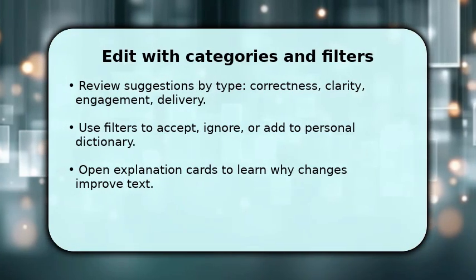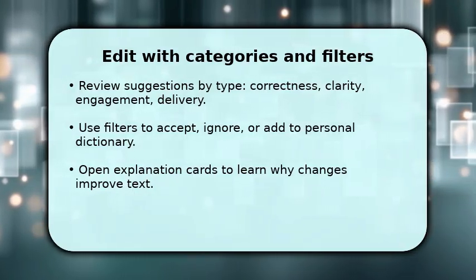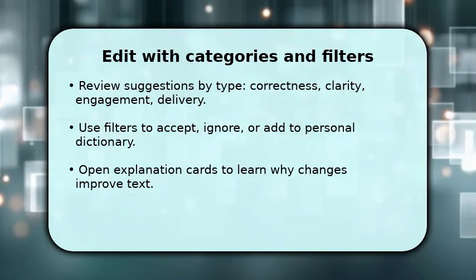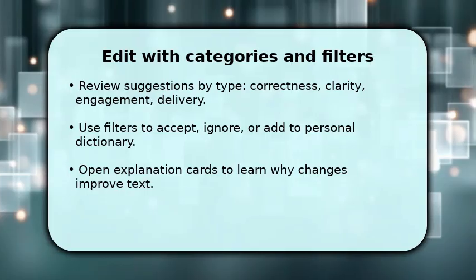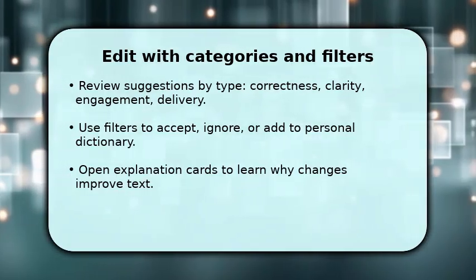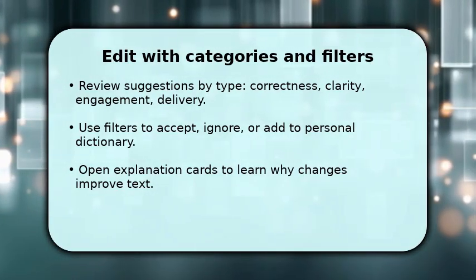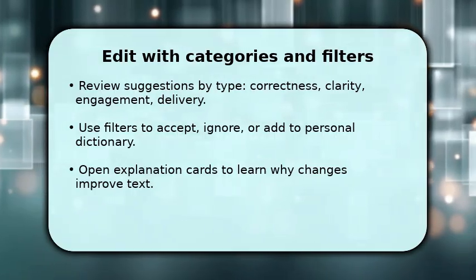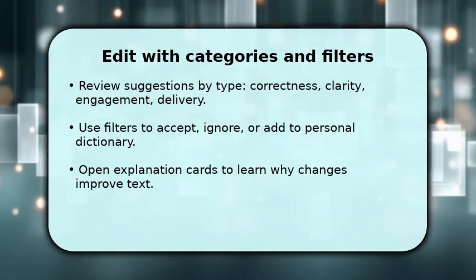You now process suggestions systematically. Start with correctness issues like grammar and punctuation, then move to clarity and engagement recommendations. As you review, accept clear fixes, ignore style choices that conflict with your voice, or add recurring terms to your personal dictionary. Make sure to open the explanation cards for unfamiliar suggestions so you learn the rule behind each change.